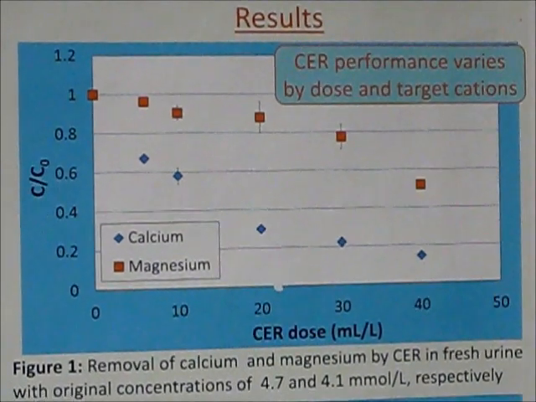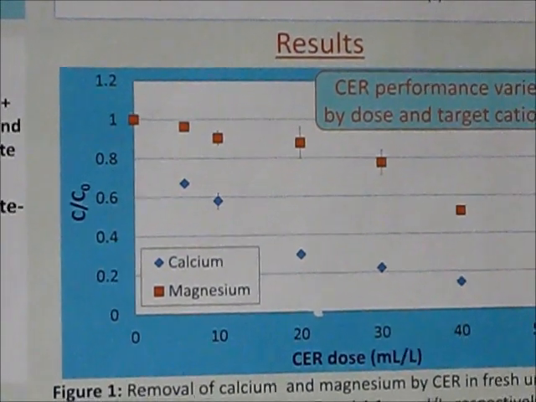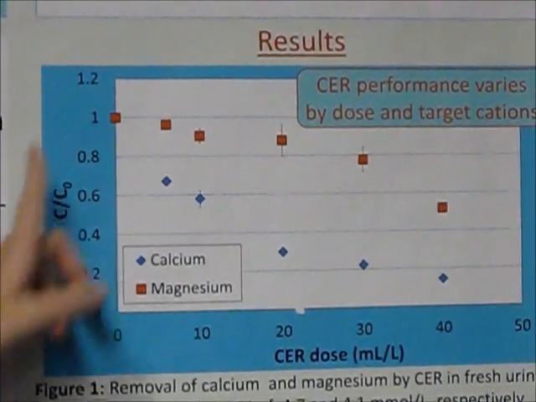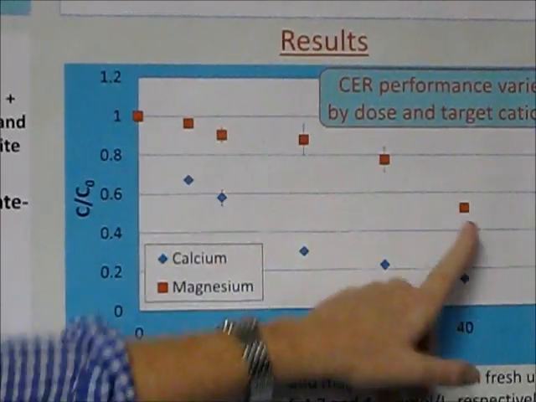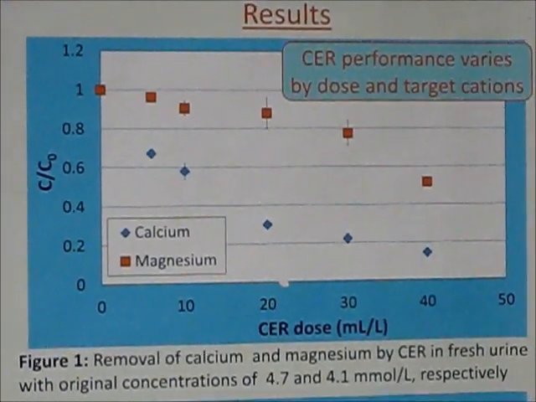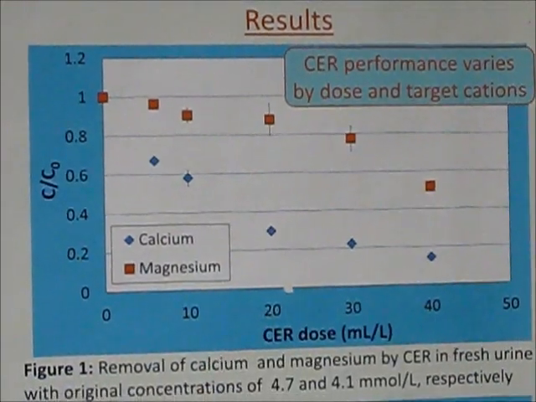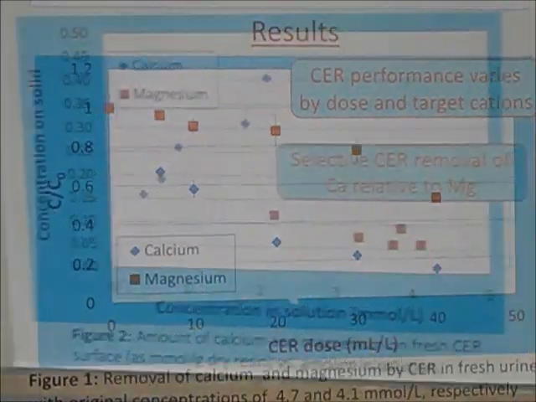in the urine solution. Magnesium, the initial concentration was about 4.1 millimoles per liter, and you do see good removal throughout the cation exchange resin dose. However, it is not as great as that of calcium. At the highest resin dose, about 50% of the initial magnesium remains in the solution.